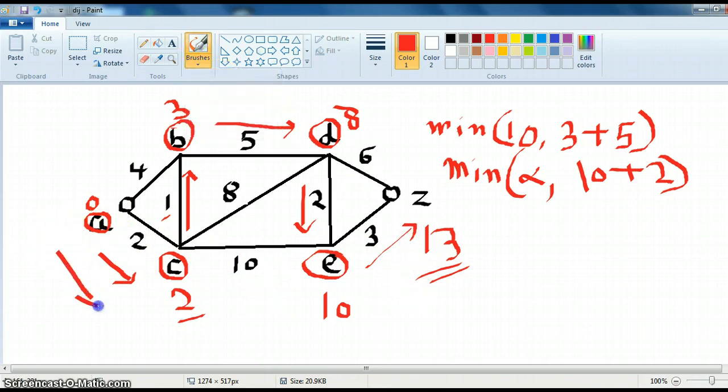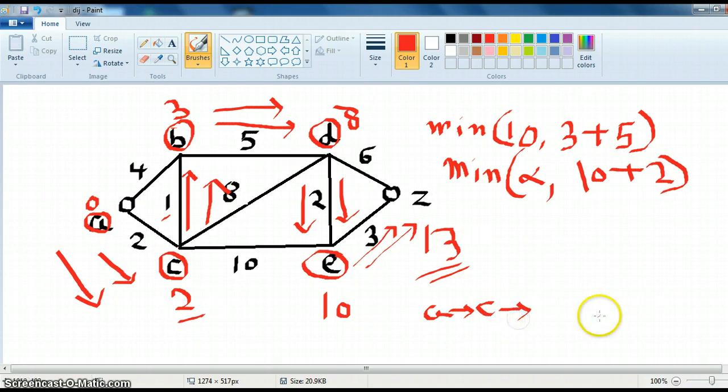this: A, then C to B, then B to D, then D to E, then E to Z. So it's A, sorry for my handwriting, C, B, D, E and Z.